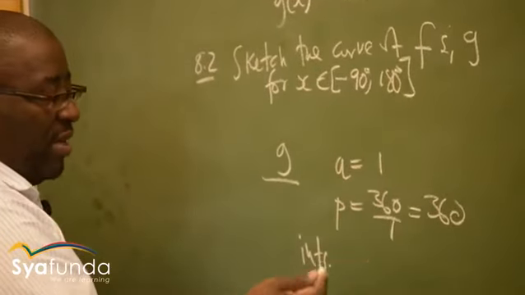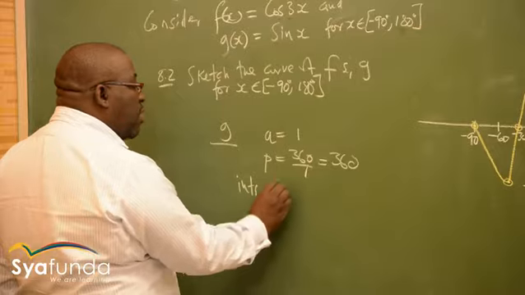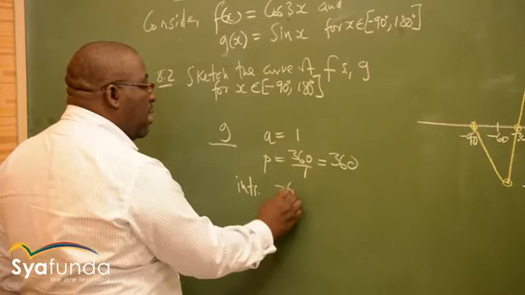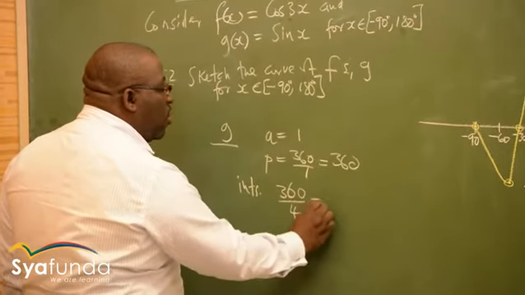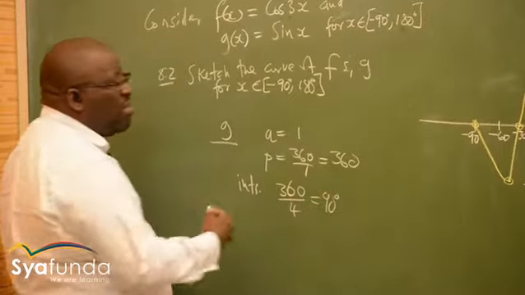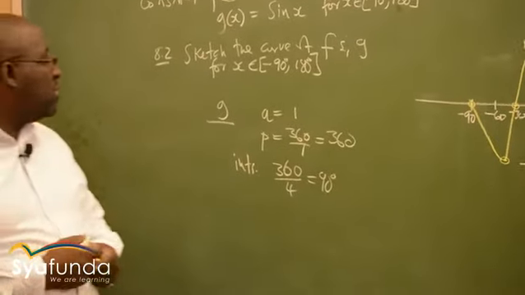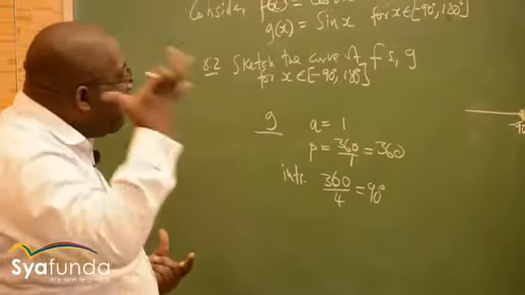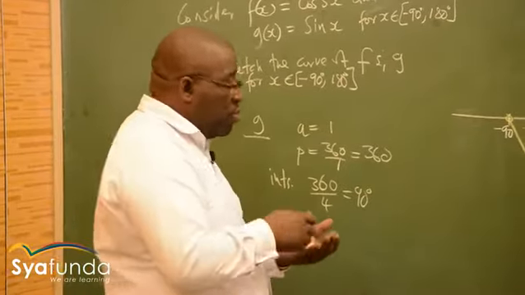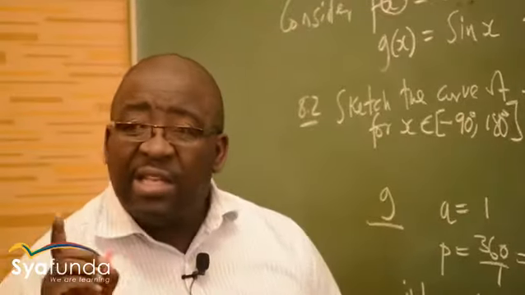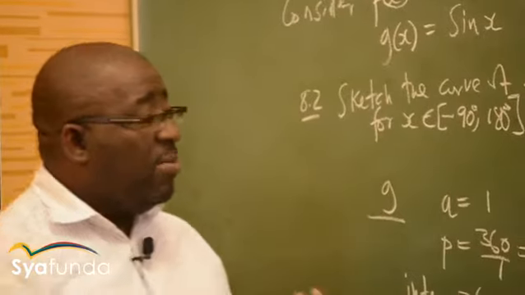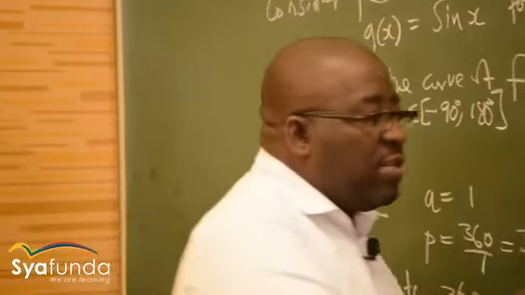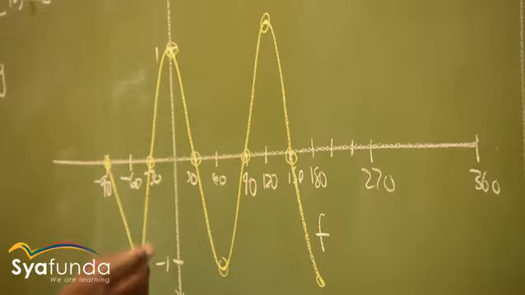So once I get my period, I've got to find how I am going to step up this graph. I call them intervals. So you take your period, your 360. In this particular case, we divide it by 4, which will give us 90. Once I've got all these values, it will be easier for me to sketch this graph. Let's do it, and have the shape at the back of your mind. How do you go about sketching this graph? Let's sketch the sine graph, the normal sine graph. I know that it should start from 0.